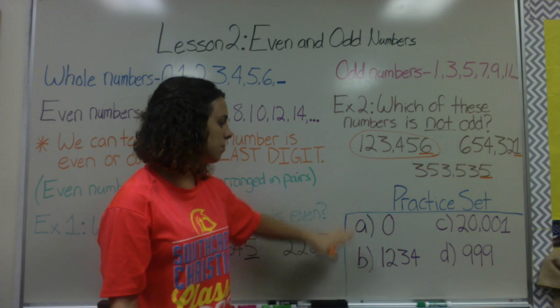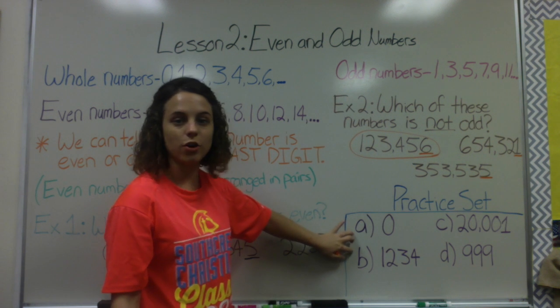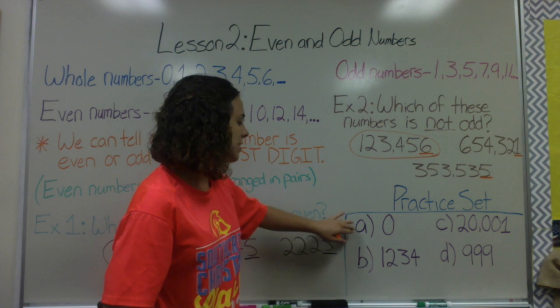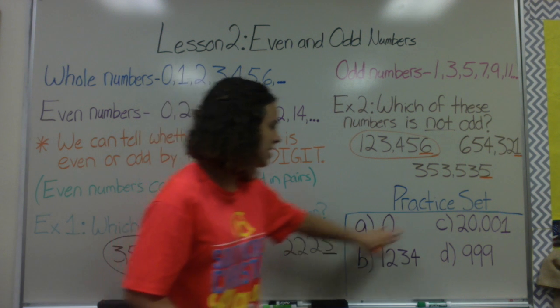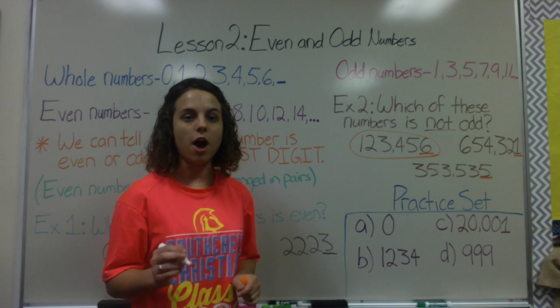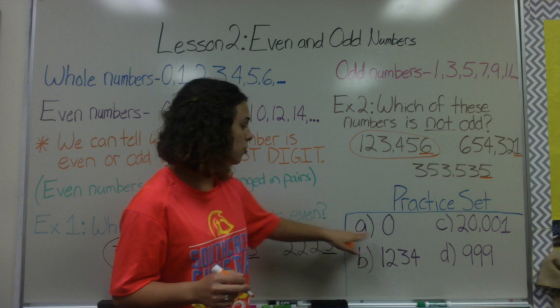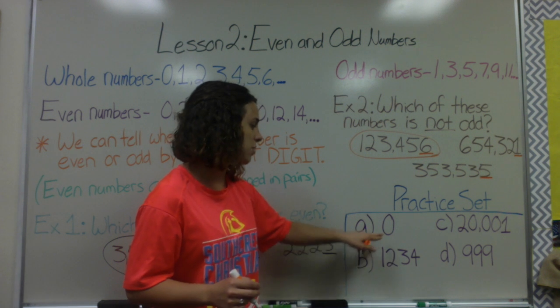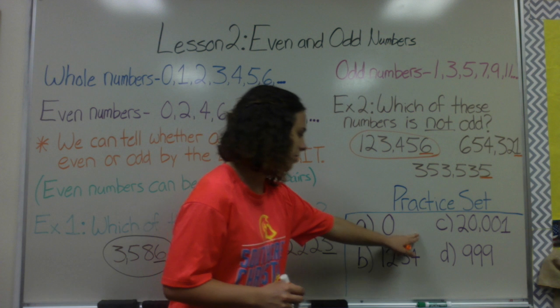Now I want you to go ahead and do the practice set problems. Try these on your own to make sure you understand what we are learning about. You're just going to write A, B, C, and D. I want you to write whether a number is even or odd. And in this lesson, I do want you to actually write the number. Instead of just writing even or odd as your answer, I want you to put 0, then write whether it's even or odd.